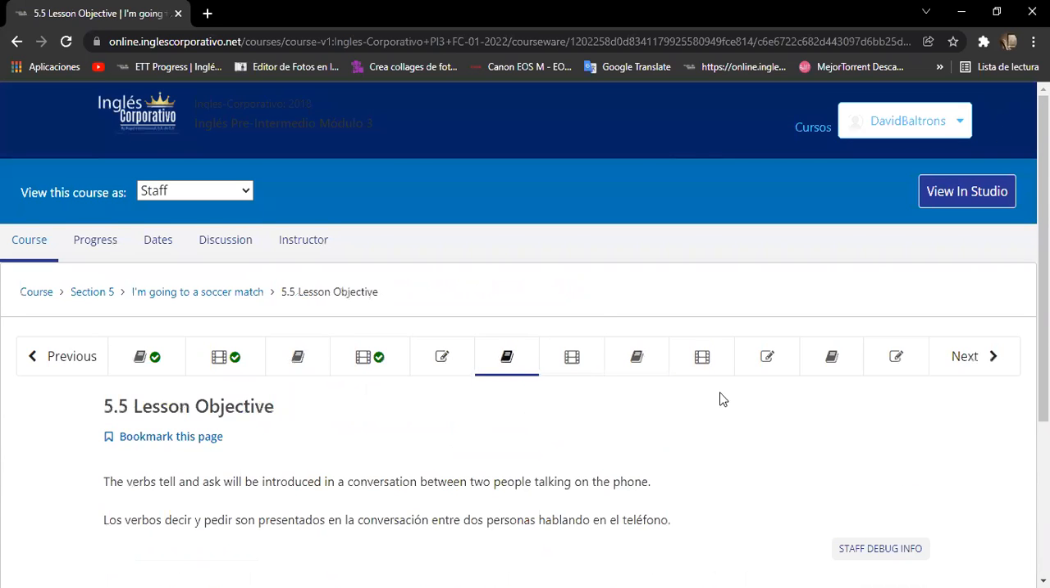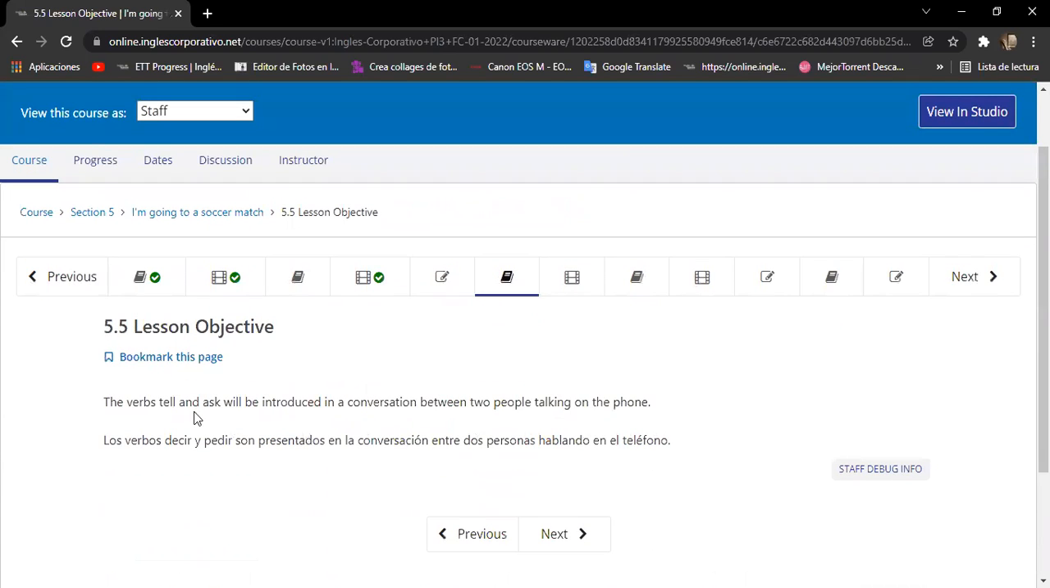Cool. The verbs tell and ask. Do you know what is the verb tell and ask? What is tell?